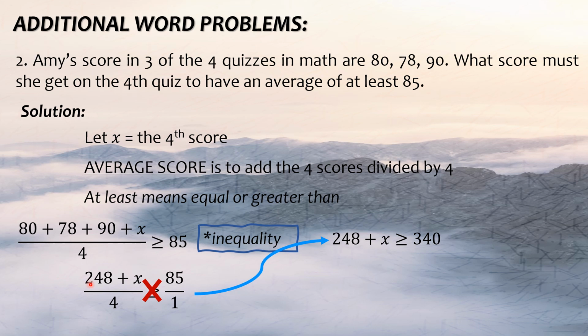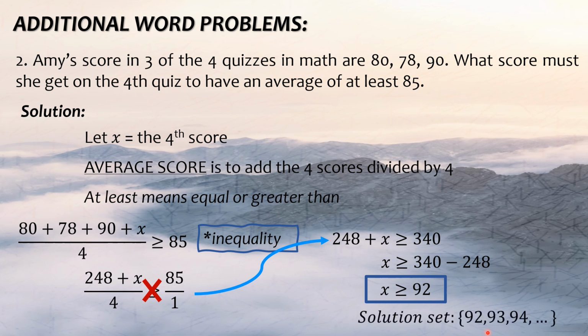So, magiging 248 plus x times 1 is 248 plus x. And then 4 times 85 is 340. Next is to transpose positive 248 to the right side, kaya naging negative 248. Therefore, x is greater than or equal to 92, because 340 minus 248 is 92. So, the solution set is 92, 93, 94, and so on. Bakit kabilang ang 92 sa ating solution set? Dahil ang ginamit nating symbol ay may equal sign.